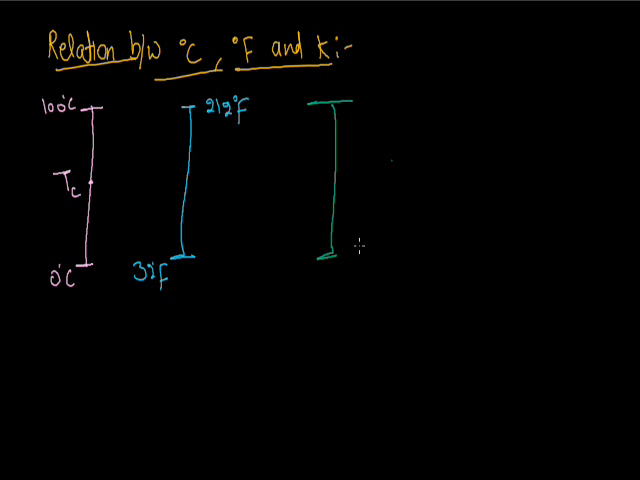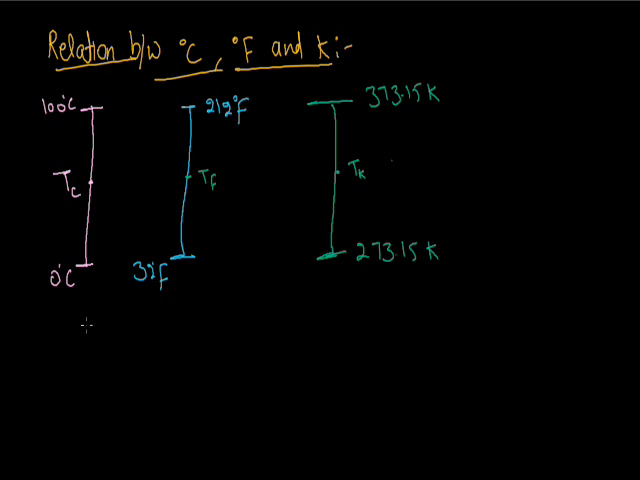In Kelvin, 273.15 Kelvin is the melting point of ice, or lower fixed point, and 373.15 Kelvin is the upper fixed point, and this is the boiling point of water. Now, the relation between these three scales: this is the temperature Tf, and this is the temperature Tk.